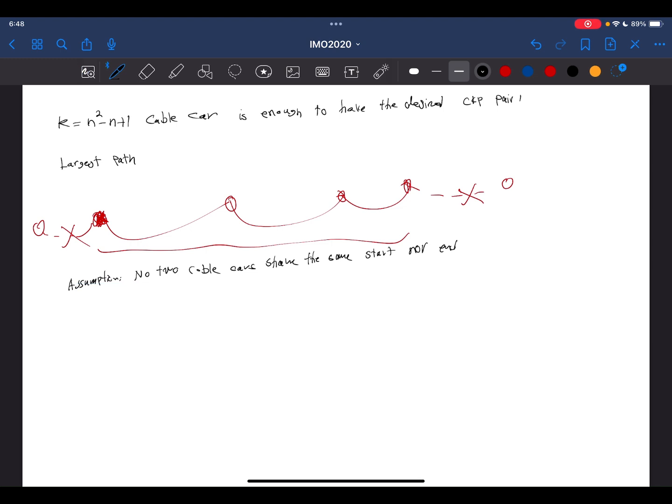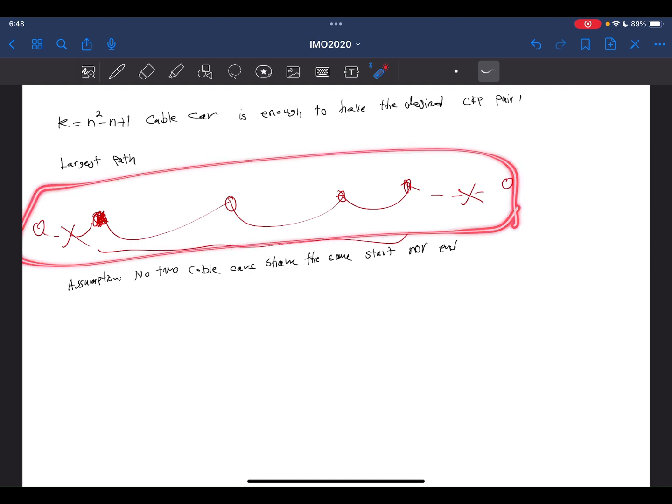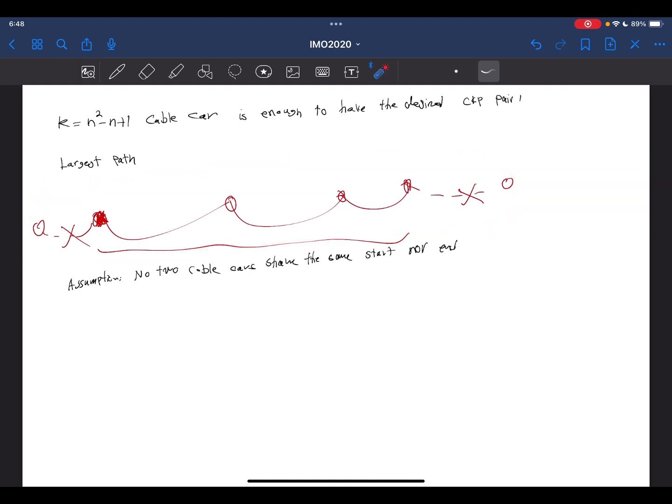Why is that, right? Suppose that I have this largest path here, and suppose there is another largest path sharing a checkpoint with, let's say, this checkpoint, right? Then what would happen?